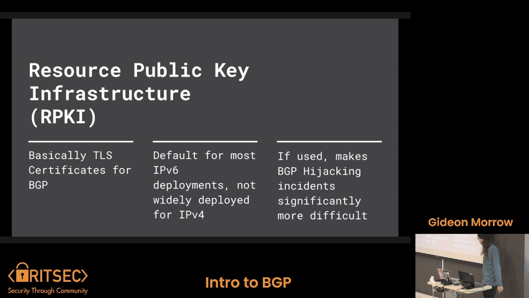And if it's used correctly, it can make it significantly more difficult to actually do BGP hijacking. It's not foolproof, but it's pretty good at what it does. Again, it's not perfect, but it's pretty good. And one thing: it does not encrypt anything. It only does signatures because there's no real need to encrypt it because it's all public information anyway.